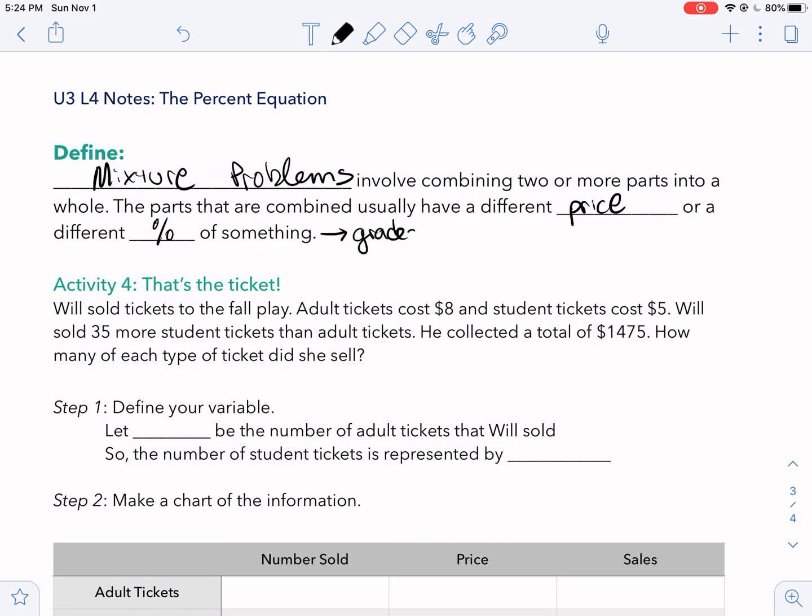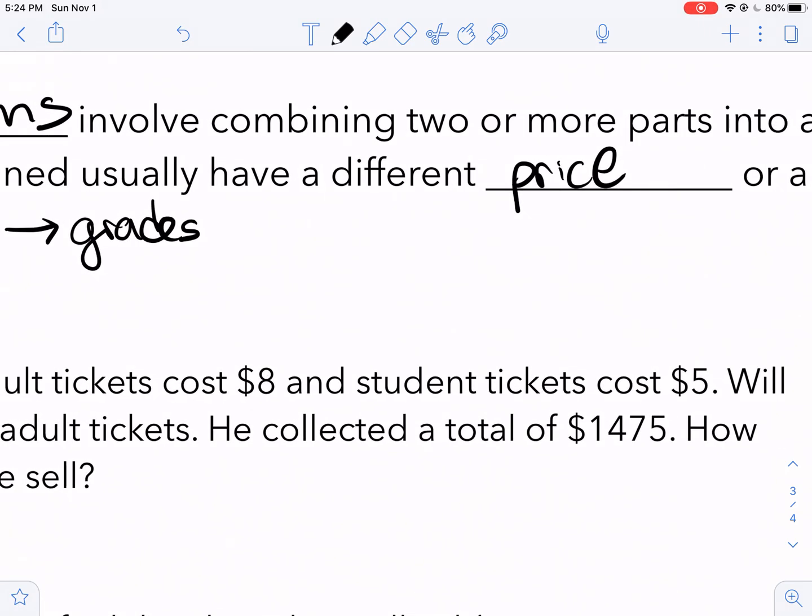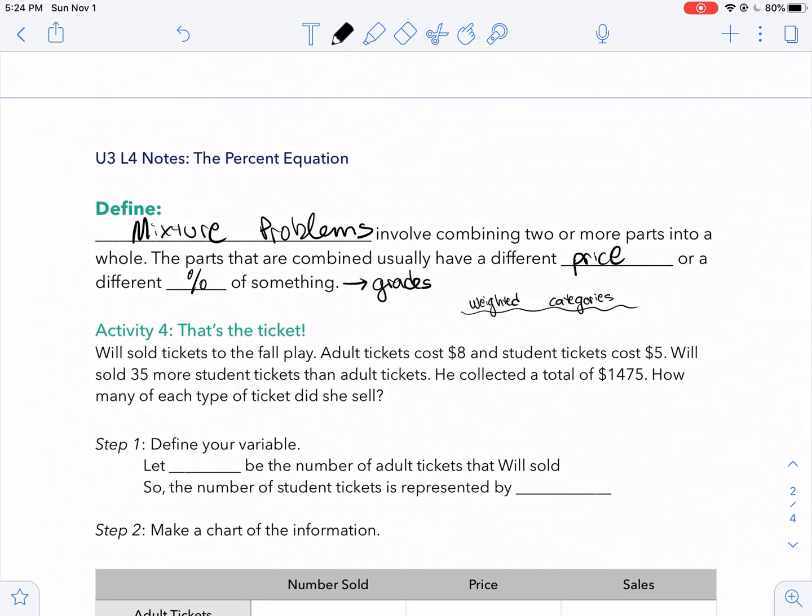In my classes, and in several of your classes, if you have weighted categories, like if your tests are worth 40% or something, this is a mixture problem. So that's really fun. Ask me in class if you want to know more.